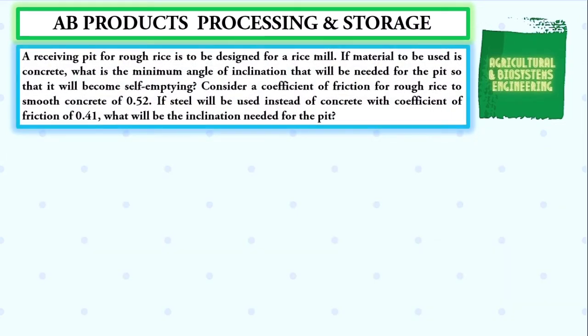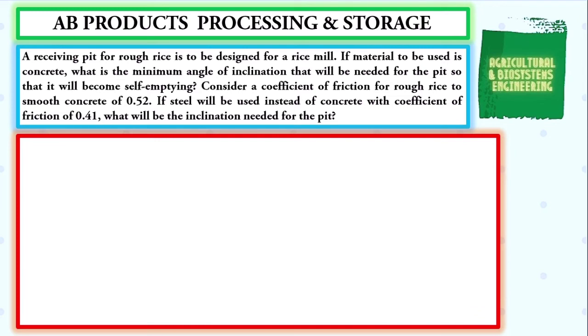After identifying the given and the required for our problem, we proceed with our solution. To solve for the angle of friction, we will be using the formula, tangent theta is equal to coefficient of friction of the material. Take note that the theta is our angle of friction. Now, we begin solving the value of our concrete material.